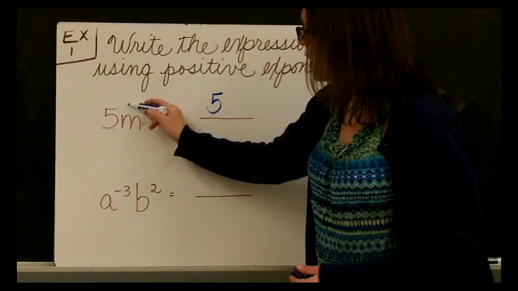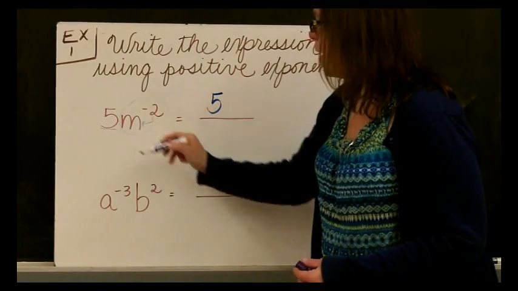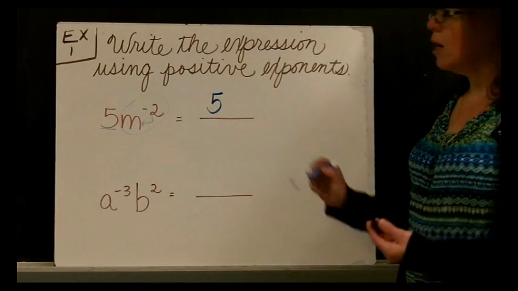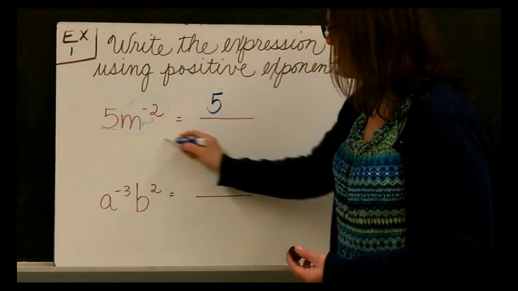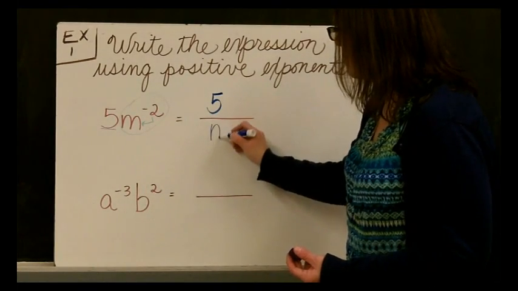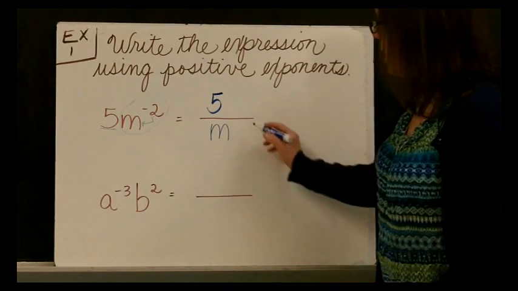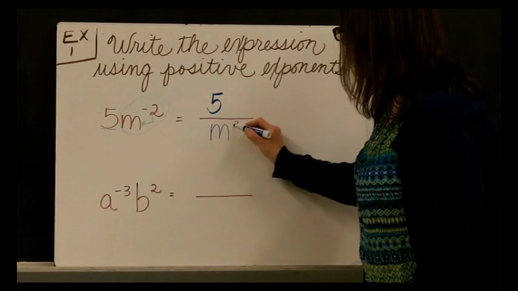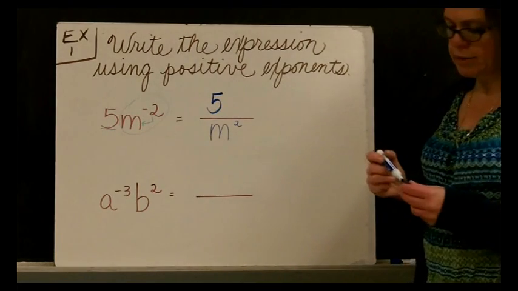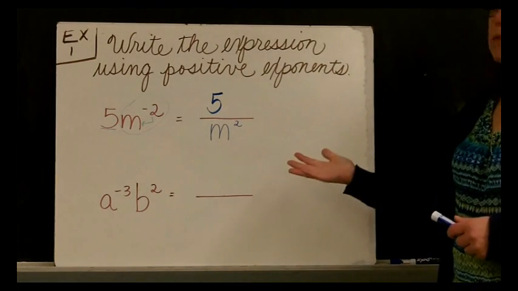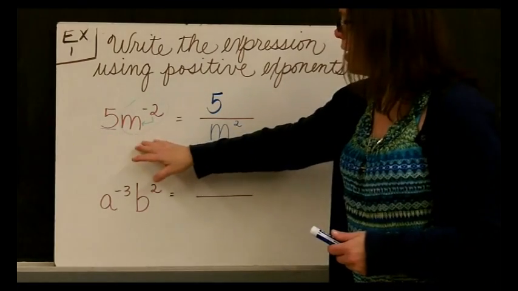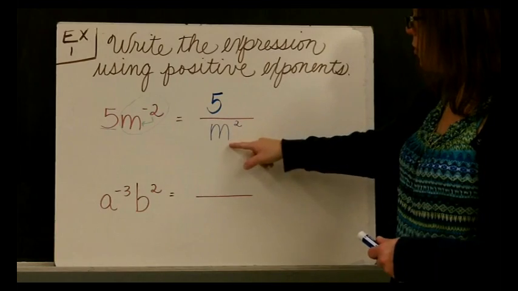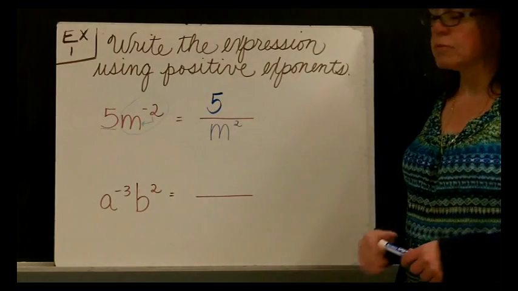Now we have our m to the negative 2 power. If you remember from the board right before this, what we do is we move it to the denominator. There's our m, and we keep the number in the power the same, but we write it in the positive. So using only positive exponents, 5m to the negative 2 becomes 5 over m squared.